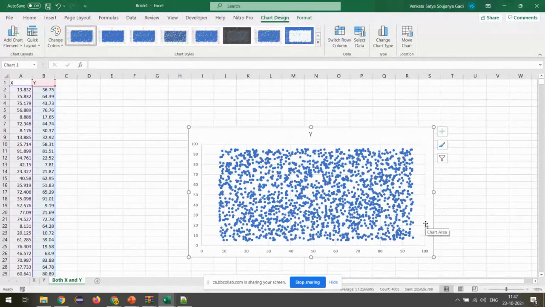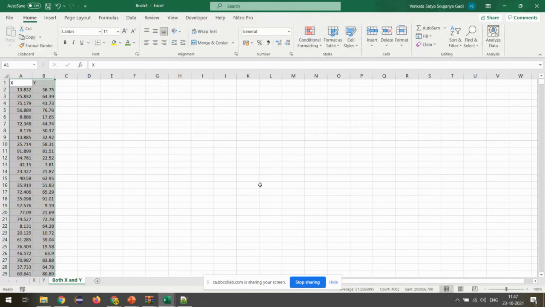If there is any relation, you can see that there is some pattern there. You don't see any pattern. The dots are randomly placed. It is very obvious because we are selecting the random variables. So let us see this.